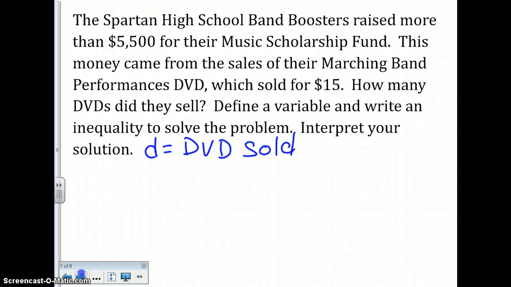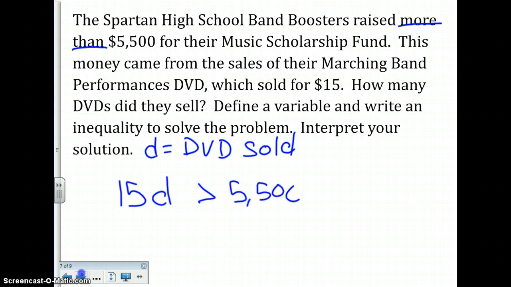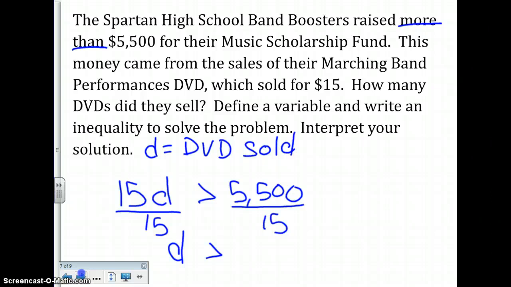Looking for inequality, they raised more than. So if we go $15 times the DVDs sold, that's going to be greater than 5,500. If we divide by 15, divide by 15, we can leave the inequality the way it is. That's going to give us D is greater than, with the calculator it will kick out our answer, or we certainly could use paper and pencil. We should end up with 366.6 repeating.